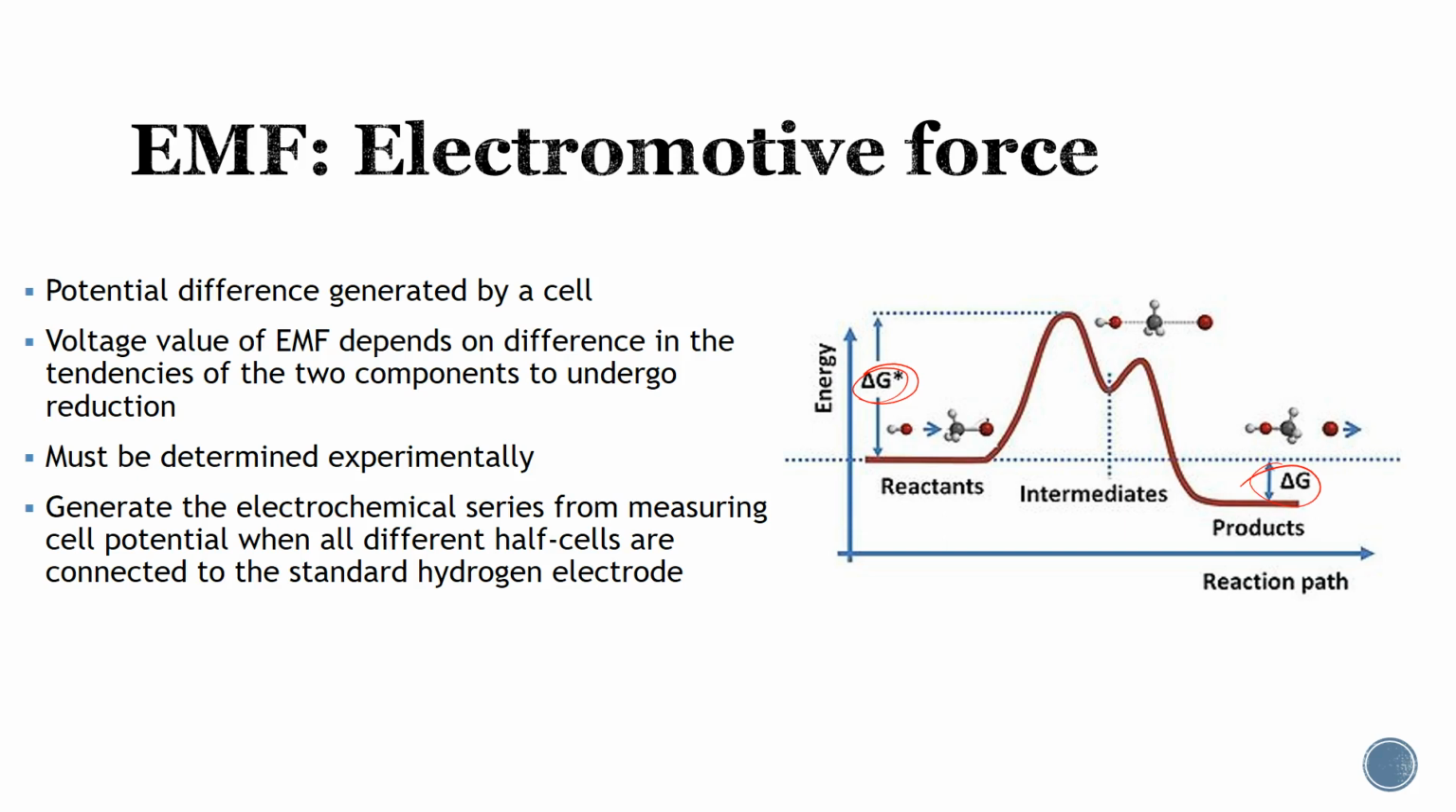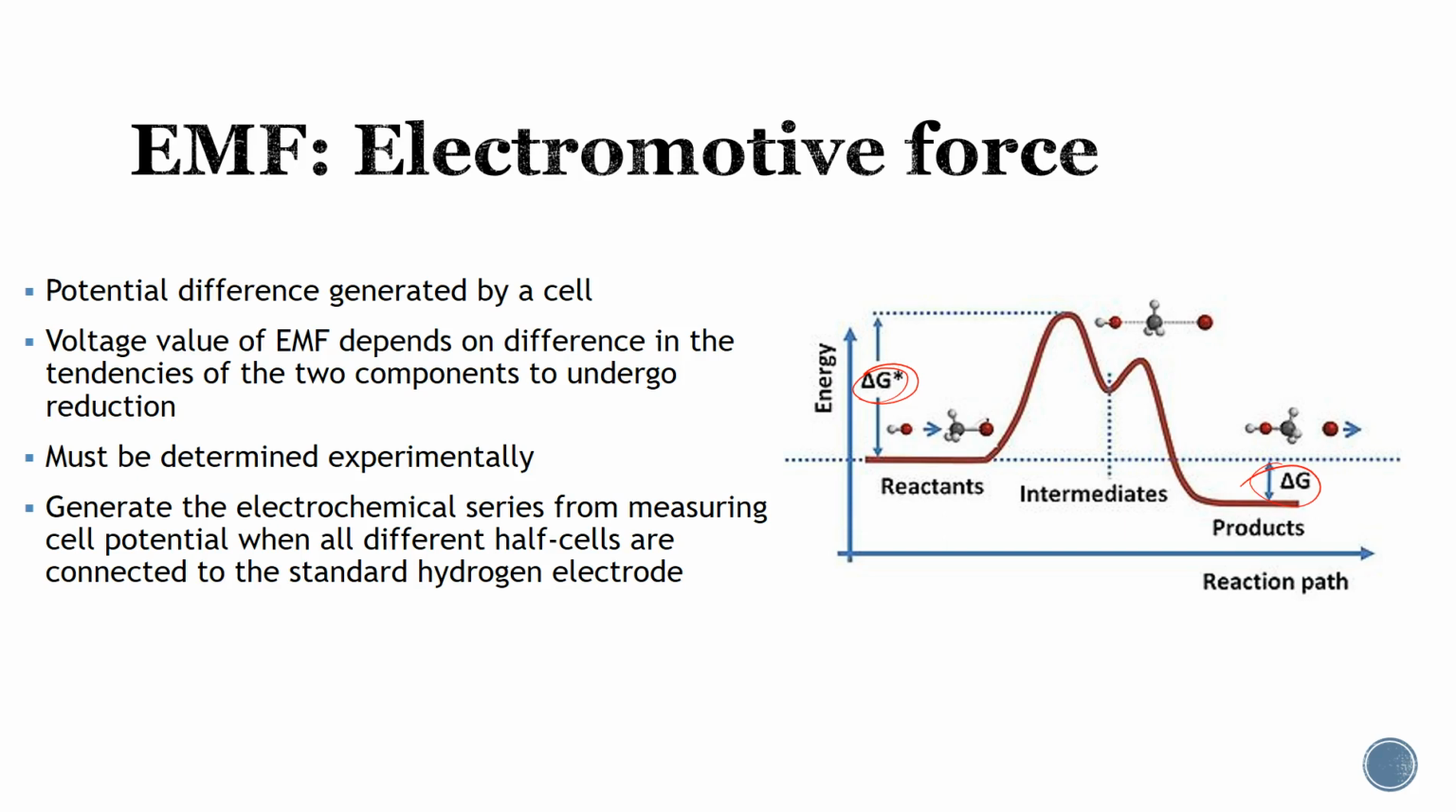Essentially what we're saying is that the voltage of the cell depends on the difference in the tendencies of two components to undergo reduction, i.e. the difference that they are apart on the electrochemical series. So how strong a reductant and how strong an oxidant they are. This can only be measured experimentally.